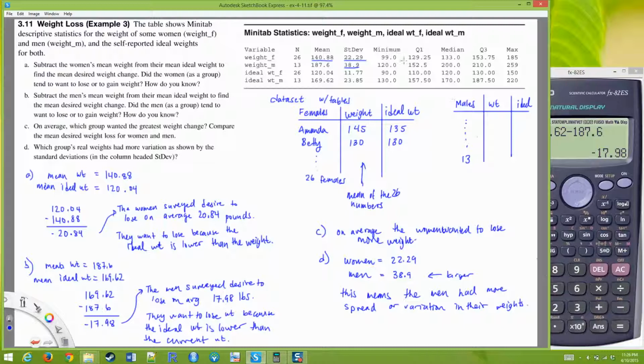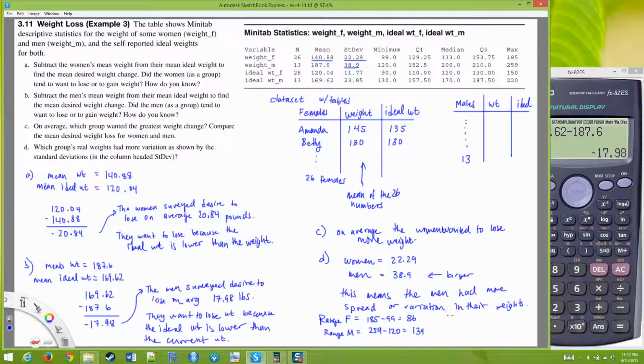We can also see that when we look at the minimum and the maximum. The smallest weight for the females was 99.0, and the max is 185. So let's compare: the range for the females would be 185 minus 99, which gives us a range of 86 pounds. For the males, the maximum is 259 and the minimum is 120, and that would give us a range of 139. So we can see that the range there is much greater.